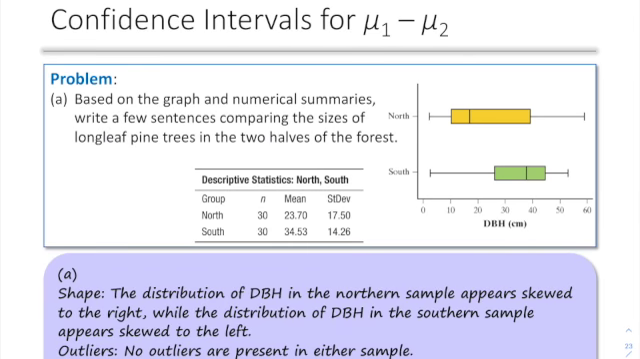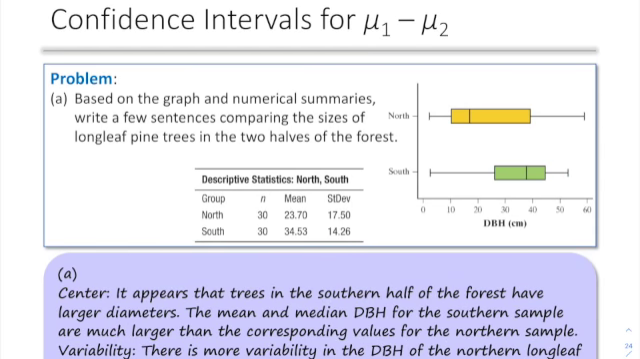Well, the distribution of DBH in the northern sample appears skewed to the right. You see that we have lots of data here, and then it goes out, while the distribution of DBH in the southern sample appears skewed left. There are no outliers in either sample. For the center, it appears that the trees in the southern half of the forest have larger diameters. The mean and median DBH for the southern sample are much larger than the corresponding values for the northern sample. For variability, there is more variability in the DBH of the northern longleaf pines.